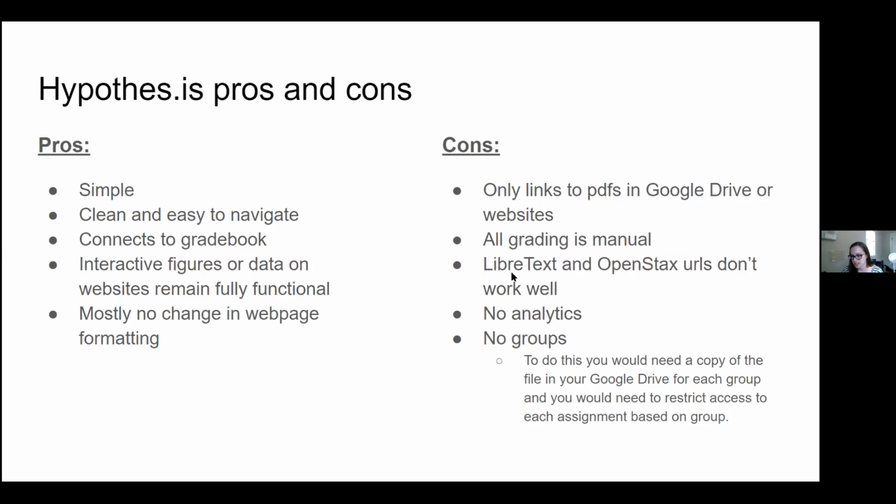The browser version works fine with these, but it really messes with the formatting, particularly of LibreText and OpenStax interactive textbooks from the URLs. Those are the two websites I found that really have a significant change in formatting and functionality, whereas everything else seems to remain fully functional. And it's also not easy to make groups, and there's no analytical data on students if that's something that you're interested in. This is just the simple group annotation, easy to set up and easy to move forward with.